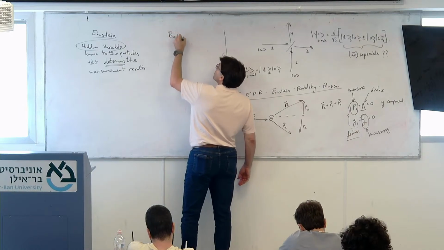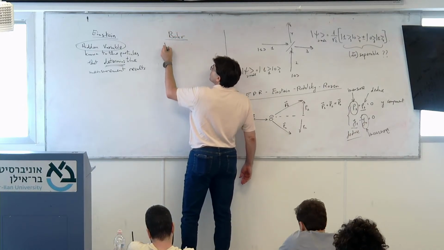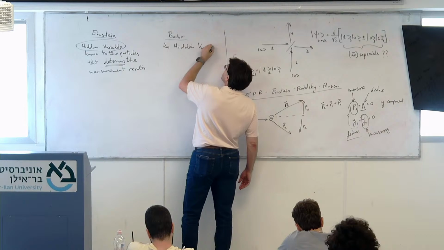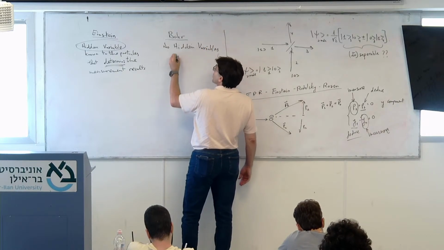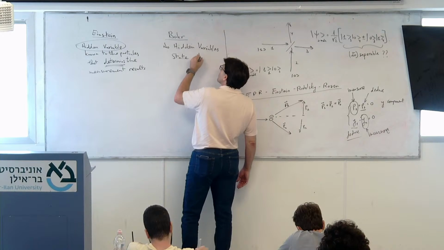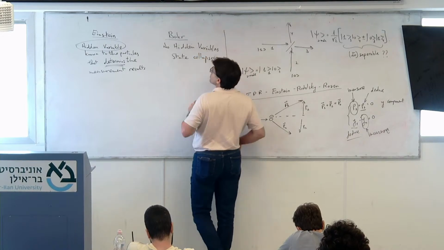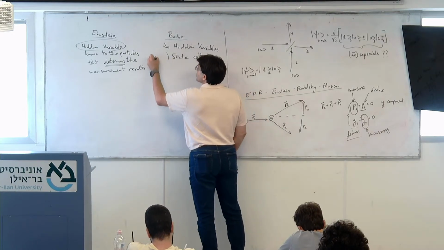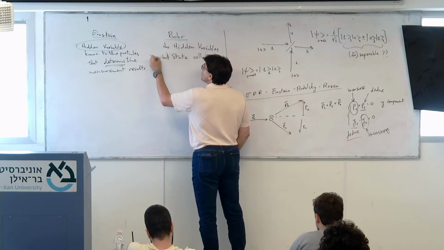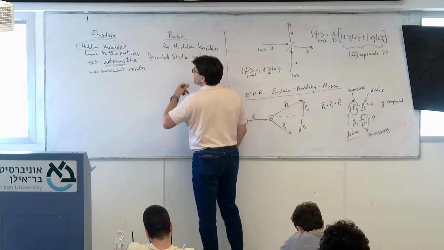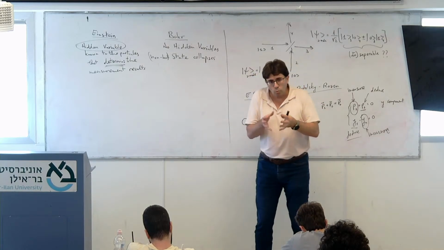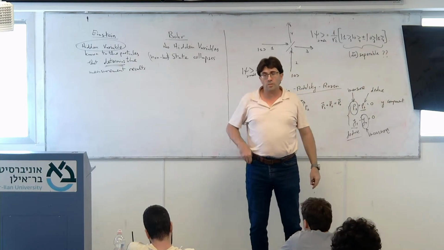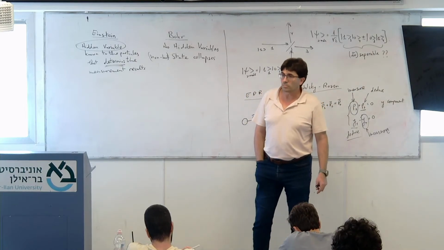And Bohr says, no hidden variables. The state collapses. That basically means that the state is non-local. The state is the two-particle state, and the two particles can be separated light years apart.